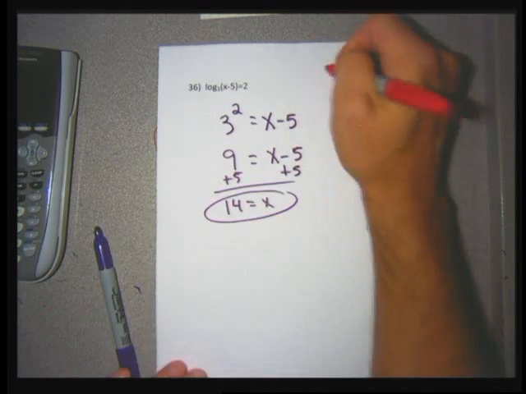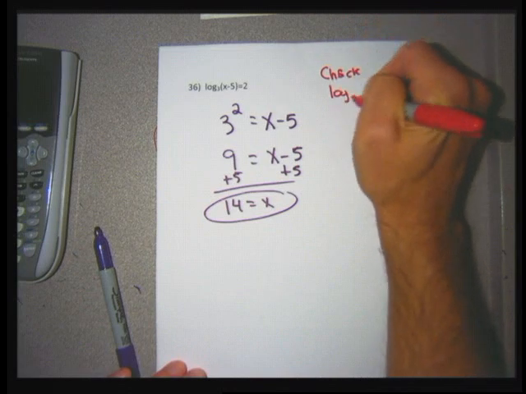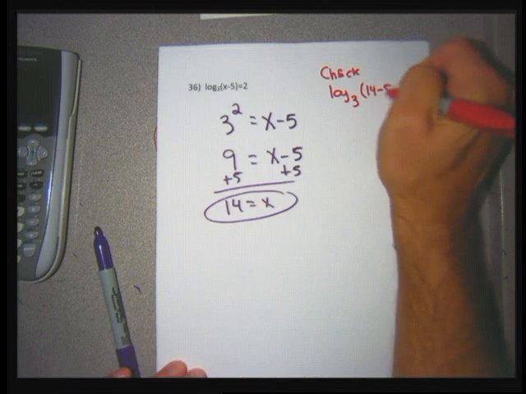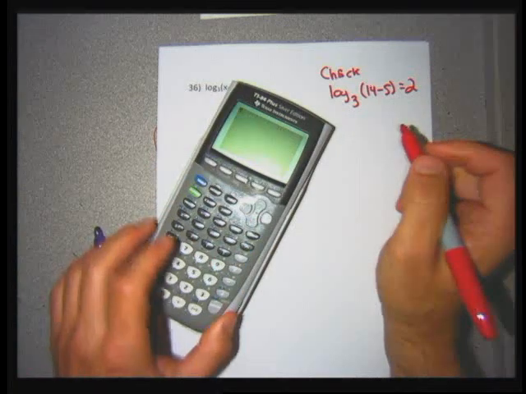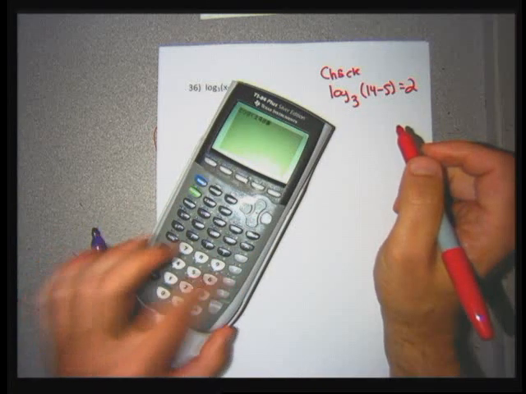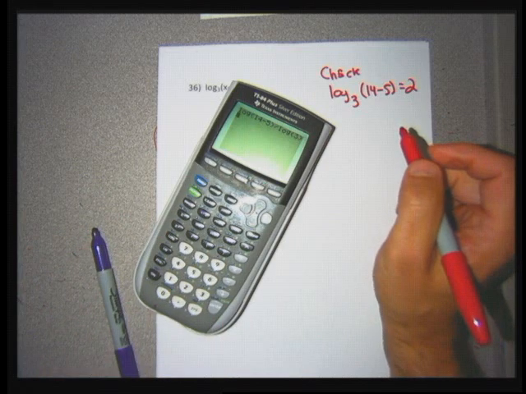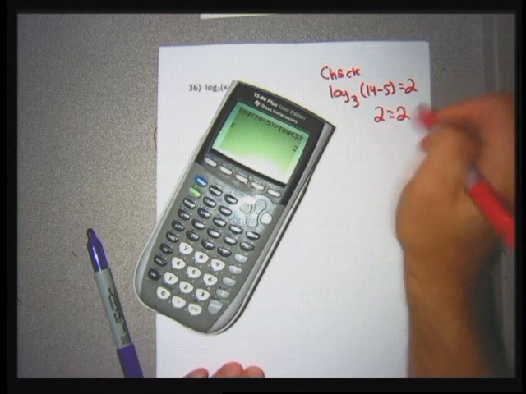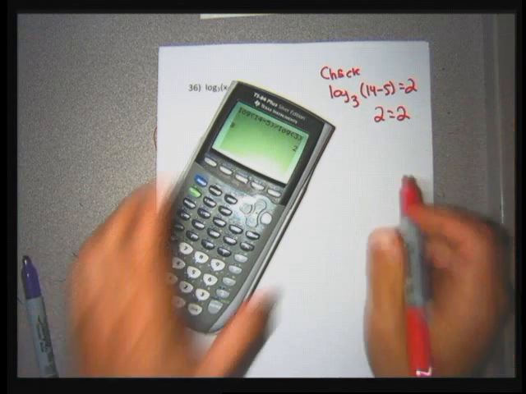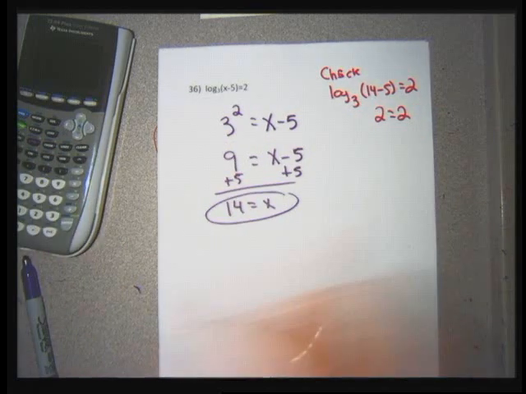Check my answer. Go to log base 3 of 14 minus 5 and see if that equals 2. Do that on my calculator. Do the log of 14 minus 5 divided by the log of 3. When I do that, I get 2. And that means my answer is correct because the right side was 2. So when I plug 14 in for x, the left-hand side simplifies to the right-hand side, so my answer is okay.